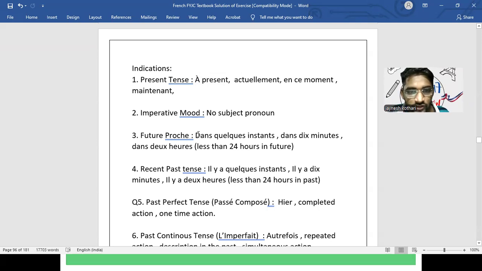No subject pronoun. Future proche is something in some minutes, in the future but less than 24 hours. Proche means immediate, that is, an action in the future, but an immediate action.